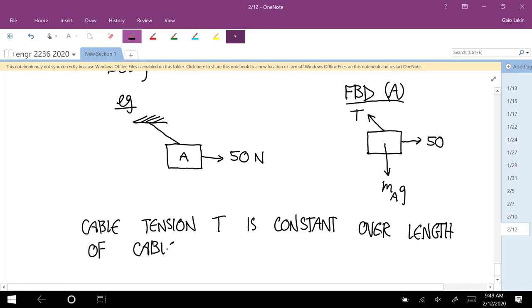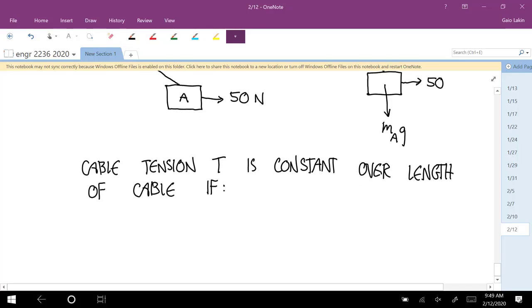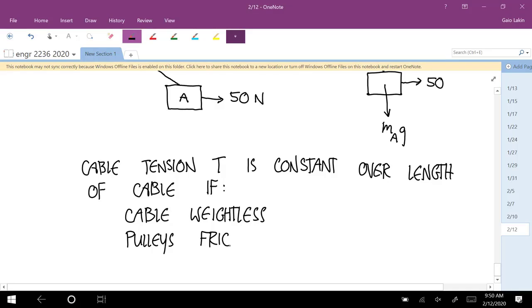You can make that assumption if you have the following things. Well, the cable is weightless. And any pulleys that the cable passes over are frictionless and massless.